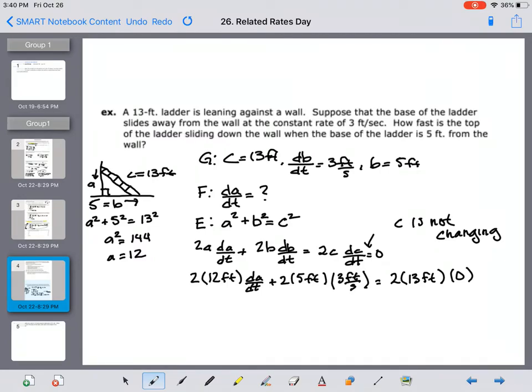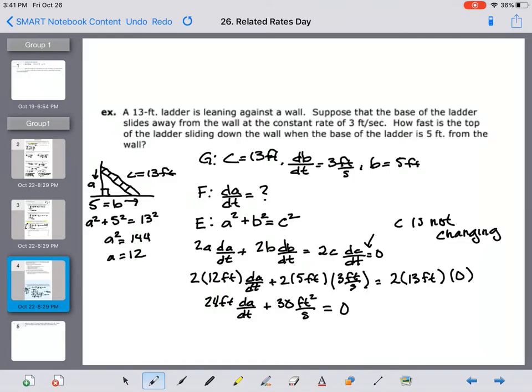But usually when you're doing a problem and you're missing something like that, it's usually because we have to go back and solve for it, like we did the A, or if we have a rate that we don't know, there's a big possibility that that rate is 0. So we always want to go back and check to make sure that something is changing. Okay, so I'm going to simplify this out. We get 24 feet dA dt, plus 2 times 5, which is 10. 10 times 3 is 30, and we get feet squared per second. And then this is going to be equal to 0.